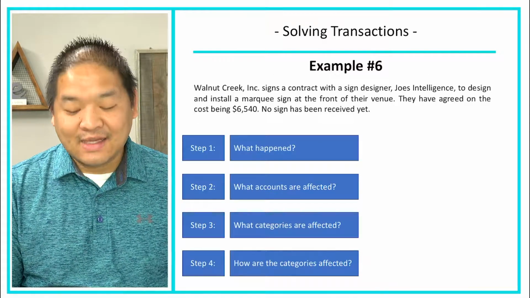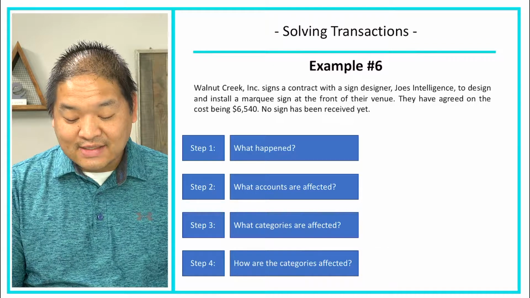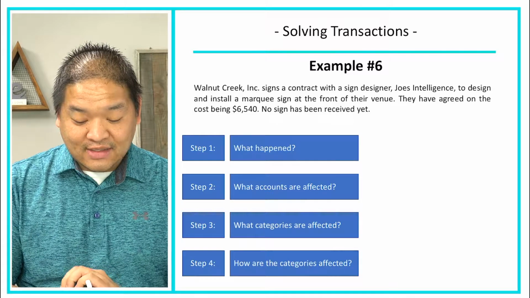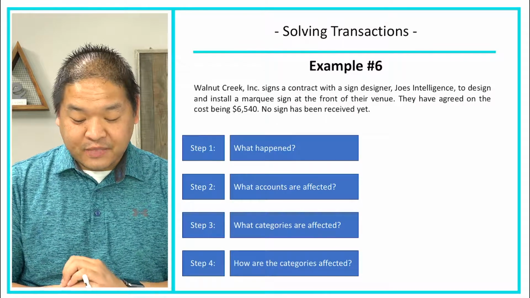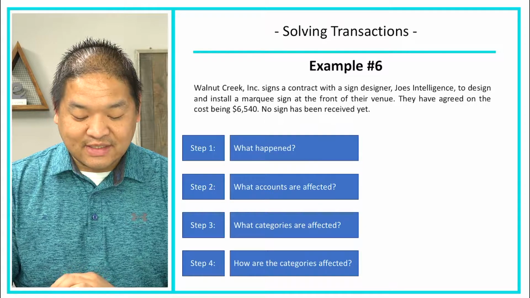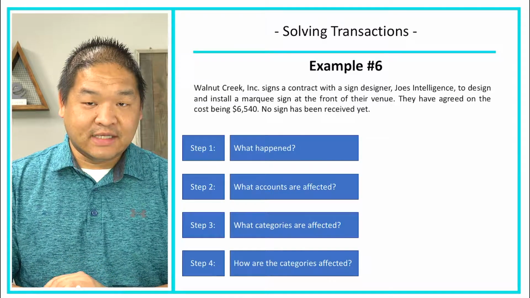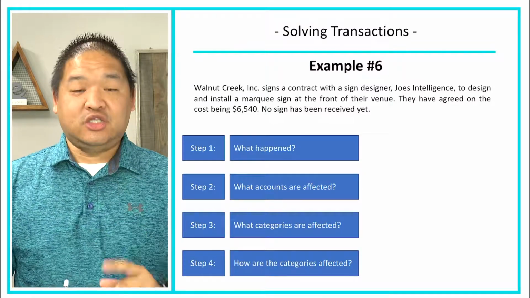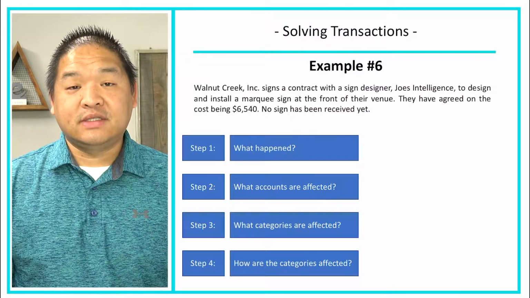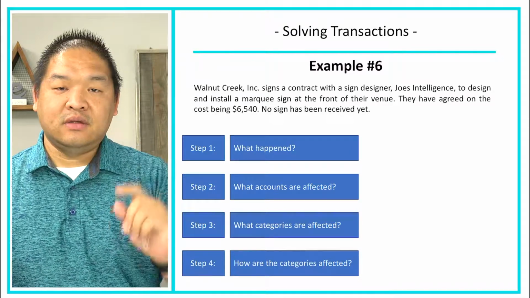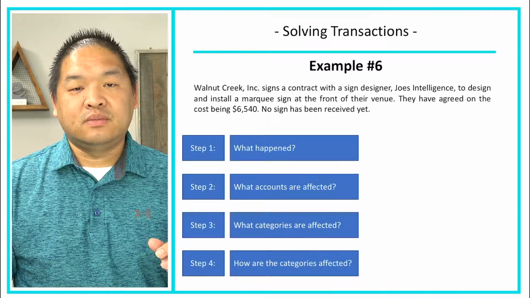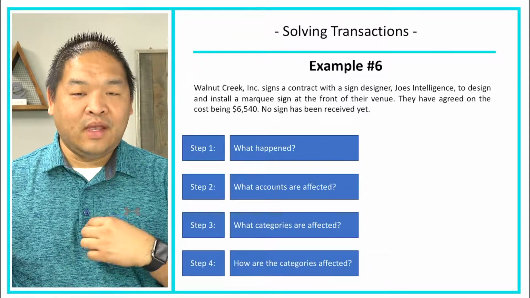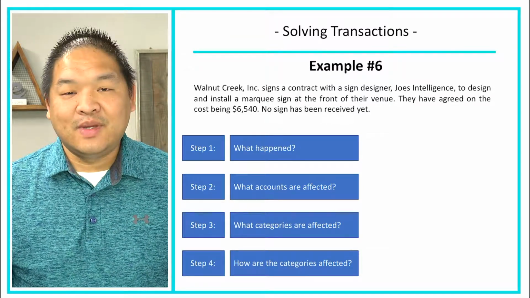Walnut Creek Inc. signs a contract with a sign designer, Joe Intelligence, to design and install a marquee sign on the front of their venue. They have agreed to the cost being $6,540. No sign has been received yet. So has there been an exchange? Well, there's been an exchange of a promise that they, Joe Intelligence, will produce and install a sign on our property, and we promise to pay them. But has there been an exchange?